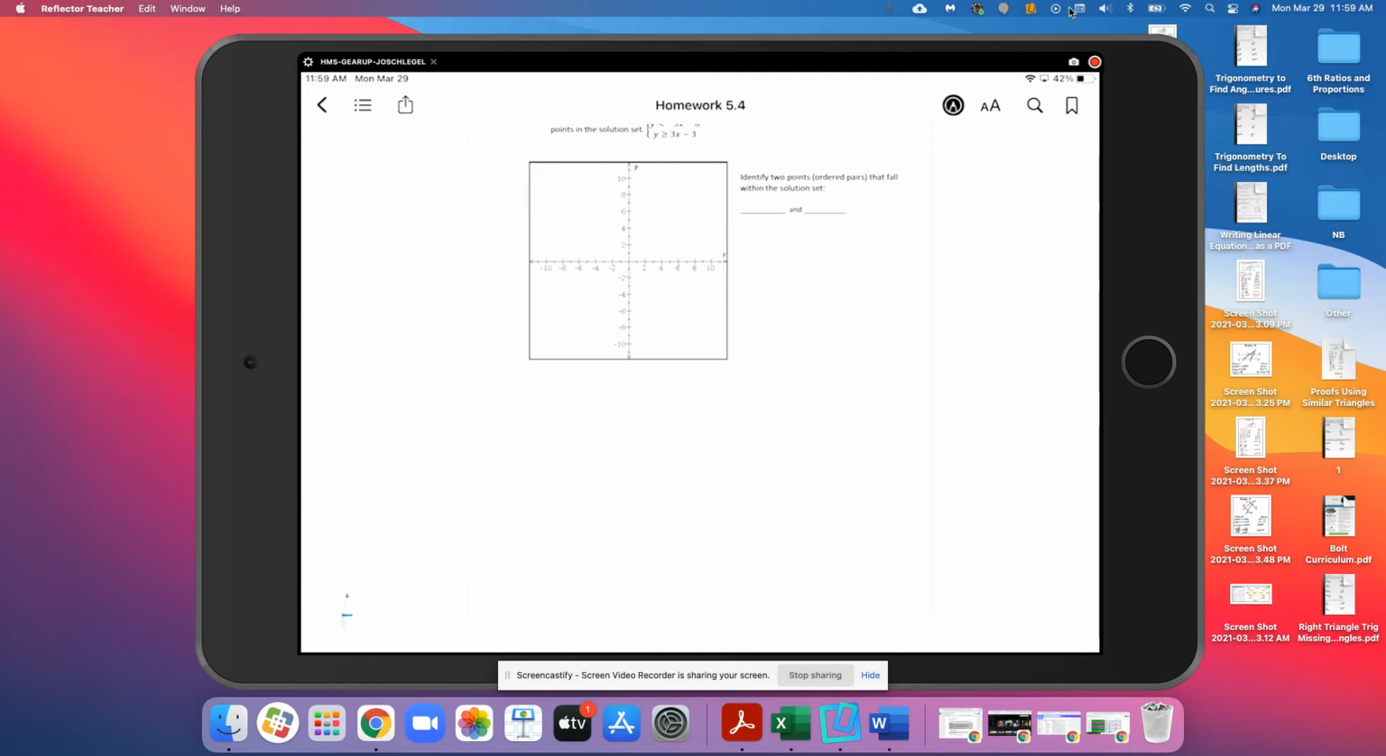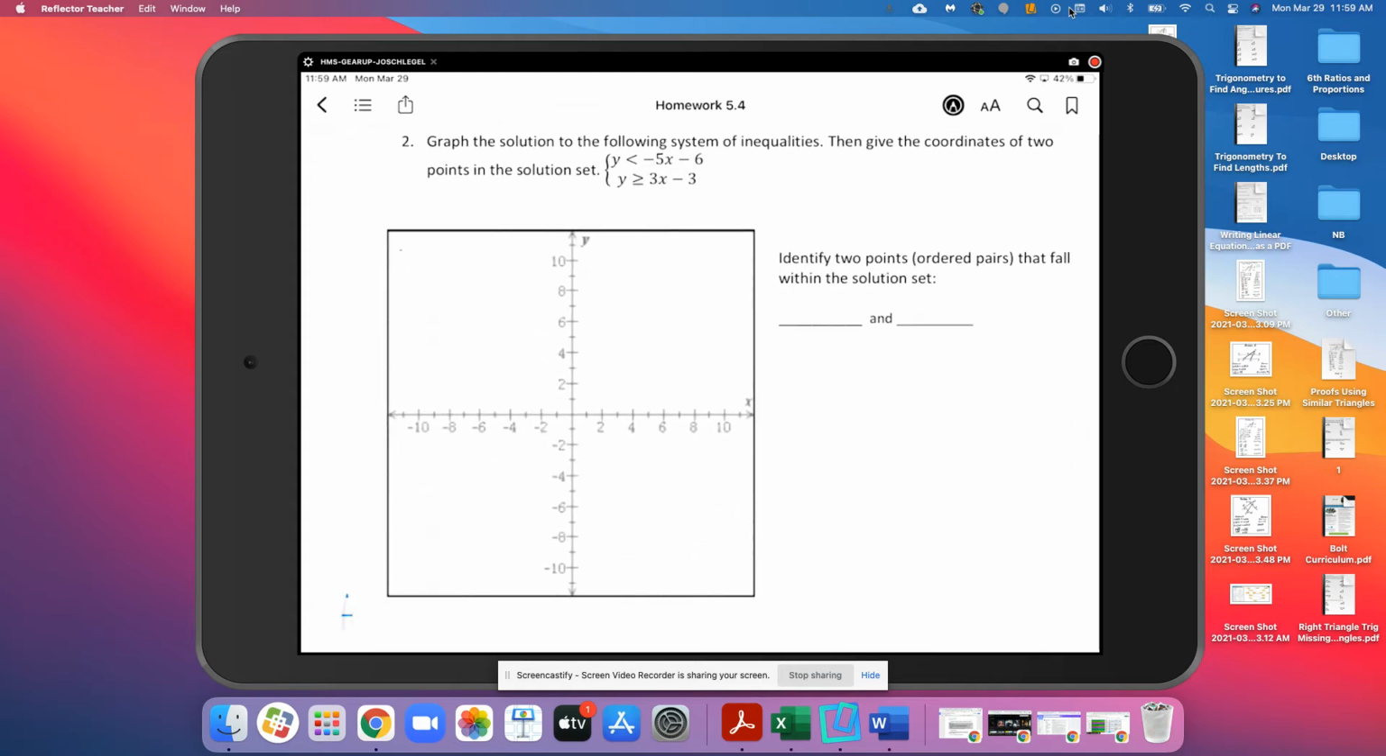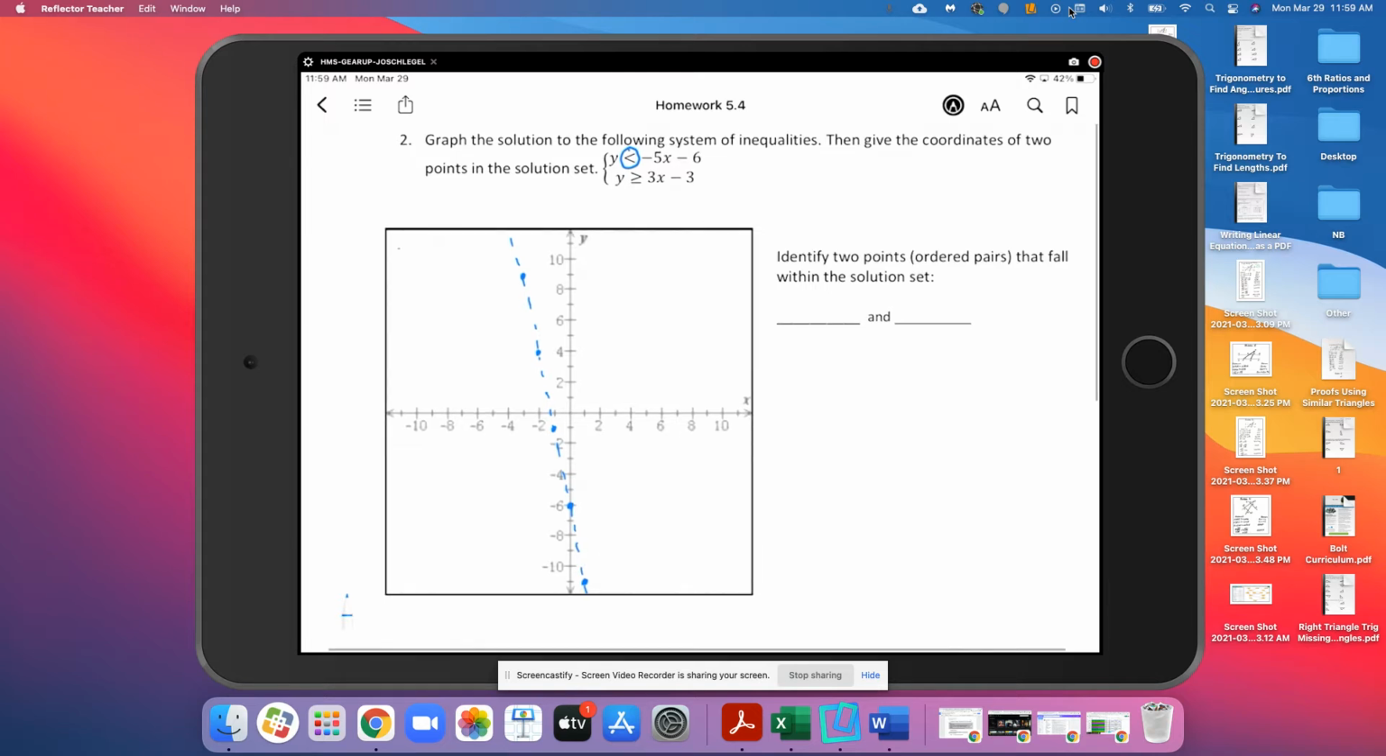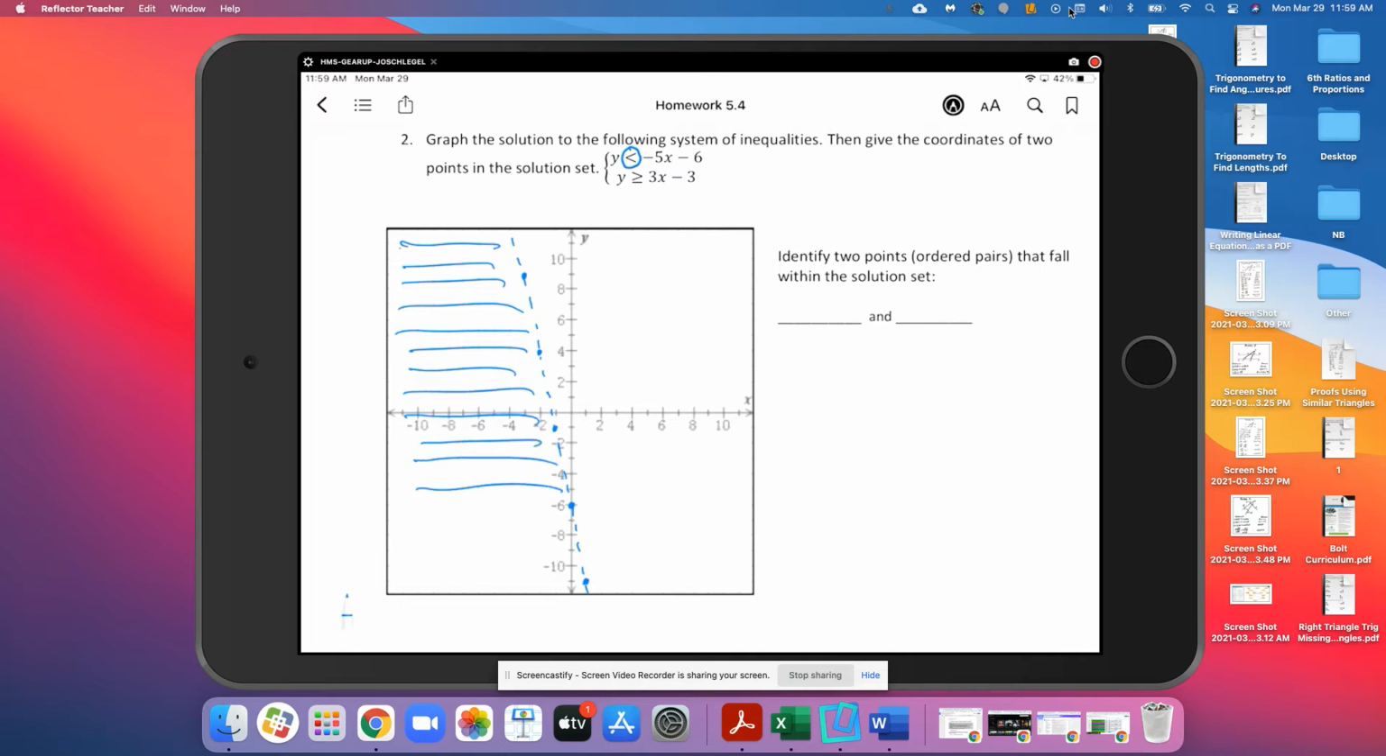All right, we're on to the next. So we have y is less than negative 5x minus 6. So we're going to start at negative 6, and we have a slope of negative 5. So we'll be dealing with that here. And this is going to be a dotted line, again, because we do not have an equal sign under our inequality symbol. So there's our dotted line. And we are going to be less than. So if you think about this as a roof, you'd be under the roof. And this is what we would be shading here.